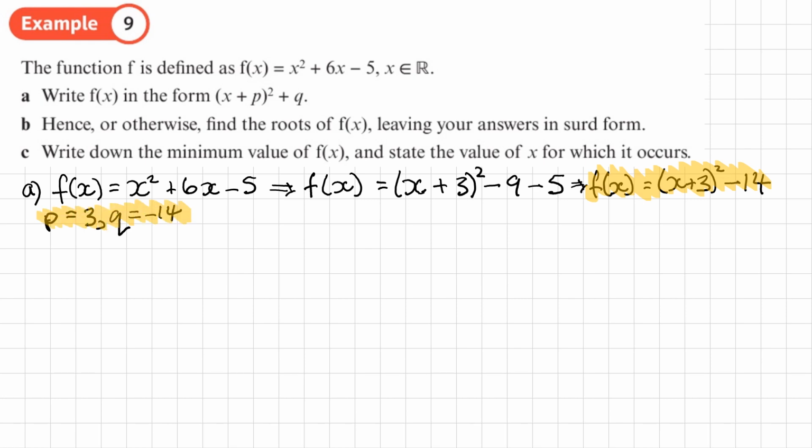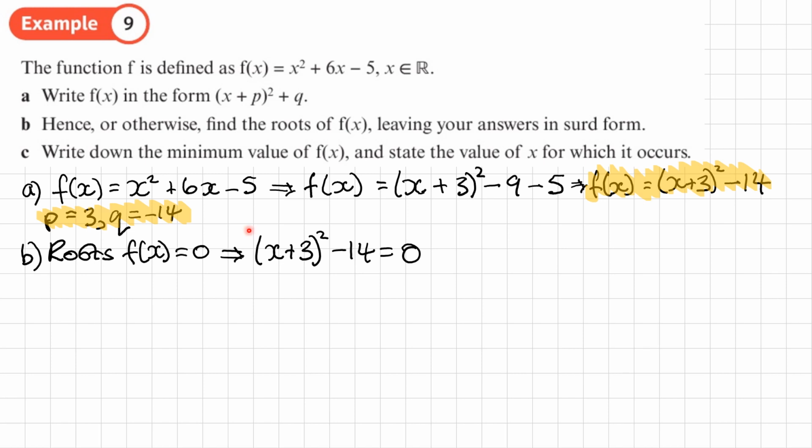Now part B, it says hence or otherwise find the roots of f of x, leaving your answers in surd form. So if we're going to find the roots of f of x, that means solving f of x. So the roots are always when the function is equal to 0. This is where the graph crosses the y-axis, sorry, the x-axis, the roots of an equation. So what I'm going to do is make f of x equal to 0. That means I'm going to make (x plus 3) all squared minus 14 equal to 0, and I'm going to rearrange that and make x the subject.